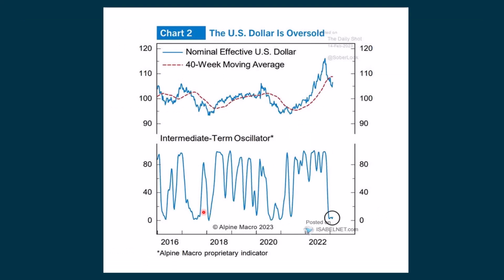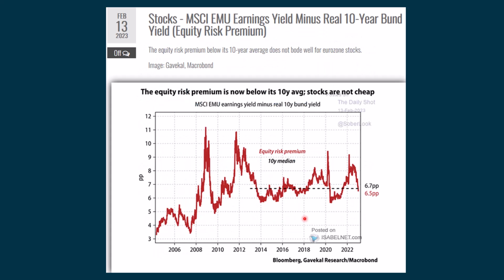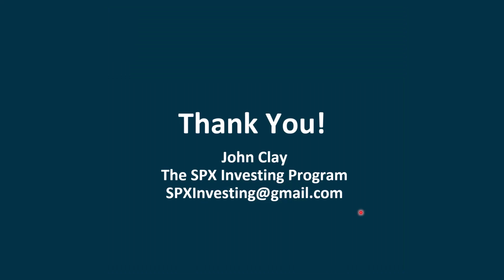This chart is suggesting that the US dollar is oversold and it's due for a bounce, and so far we've been seeing a little bit of follow through with the dollar going back up. This is looking at European stocks. It says the equity risk premium is now below its 10-day average. Stocks are not cheap.